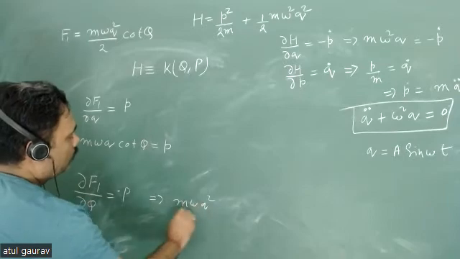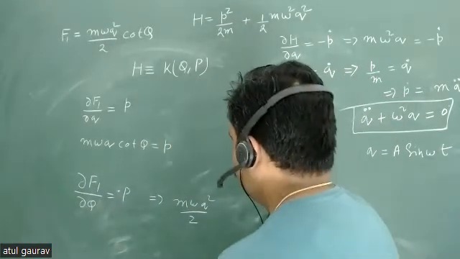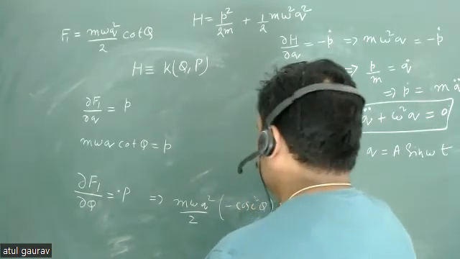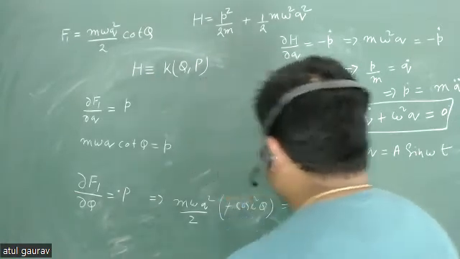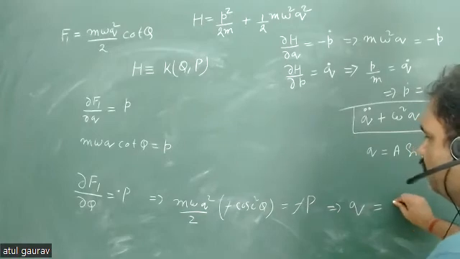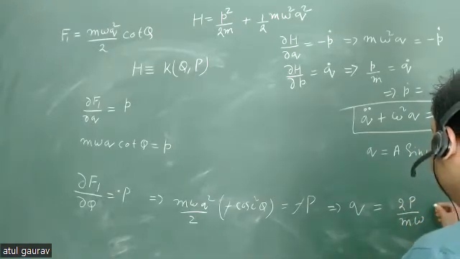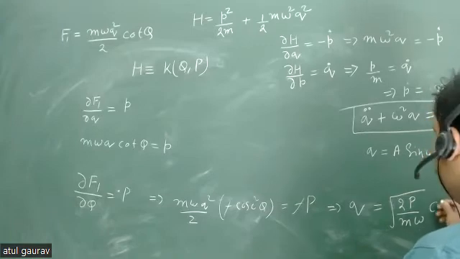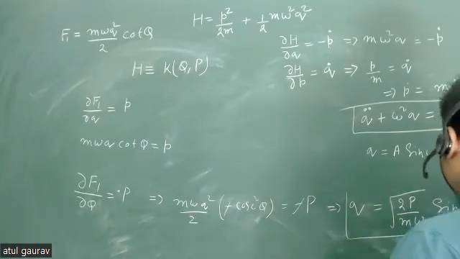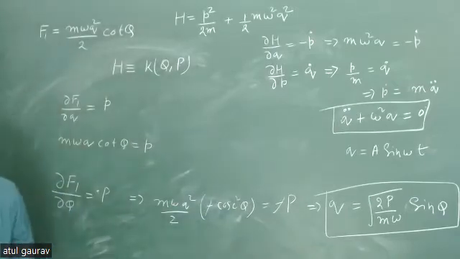m omega q square by 2 is treated as a constant and cot Q का differentiation क्या होता है? Cosec square Q. या माइनस साइन के साथ? Minus cosec square Q, sir. Exactly. Minus cosec square Q is equal to minus P. So this minus sign cancels out and I can write my q as a function of 2P upon m omega, root under, 1 by cosec is what? Sine. Thank you. Sine Q. Am I correct? ठीक लिखा हूं ना? Yes, sir. ठीक है.